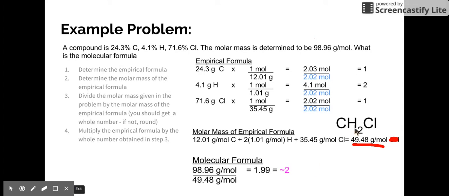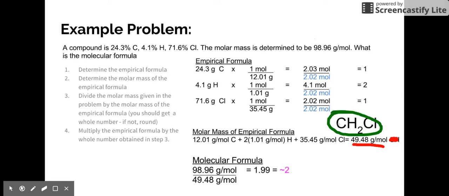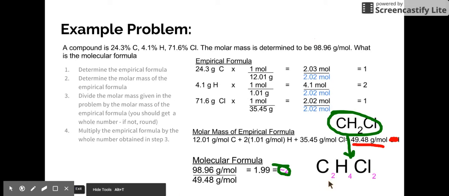So I'm going to take our empirical formula right here. This is our empirical formula. I'm going to bring it down, and I'm going to multiply it all by this 2 right here. And that's going to give me a molecular formula. So this is C2H4Cl2. This is the actual compound formula, or the molecular formula of the substance I was working on. So that is how to use empirical formulas to find molecular formulas.